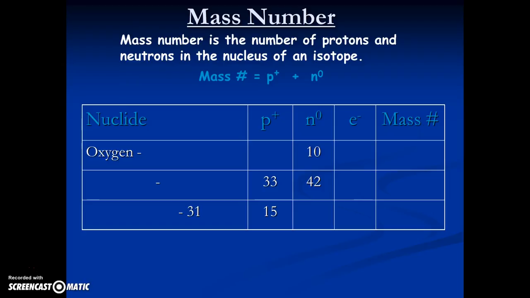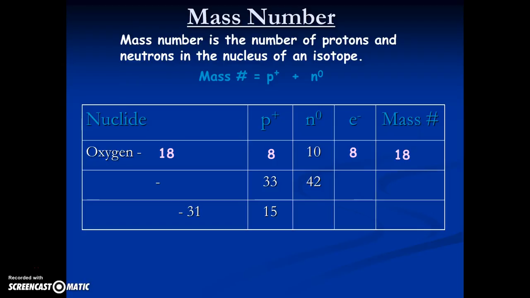So let's look at this chart up here, and we're going to fill it in. Based on the information that's given, we're going to fill in the missing information. So the first one, we have an oxygen atom. And this particular oxygen atom has 10 neutrons. Now we know by looking on the periodic table that all oxygen atoms have 8 protons. And so if this oxygen atom has 8 protons, then we know it must have 8 electrons. And so we know if it has 8 protons and 10 neutrons, that it has a mass number of 18.